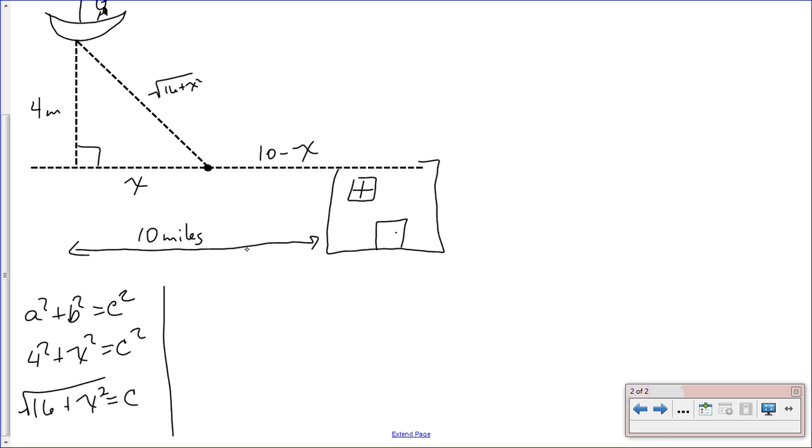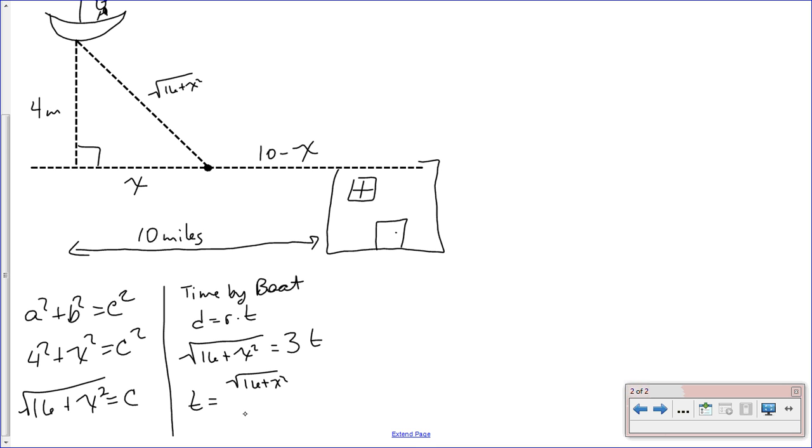Now we have to figure out our time by boat. We know distance is d equals r times t. Our distance by boat is the square root of 16 plus x squared, and that equals the rate, we can row the boat at 3 miles per hour, times t. So t equals the square root of 16 plus x squared over 3. Once we find x, this will tell us how long it's going to take us to row by boat.